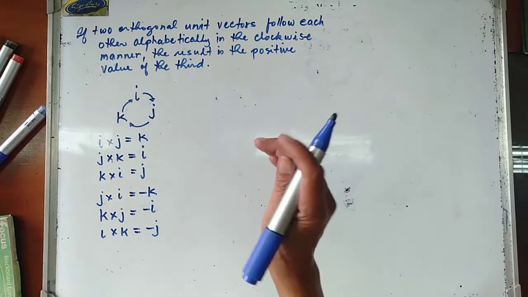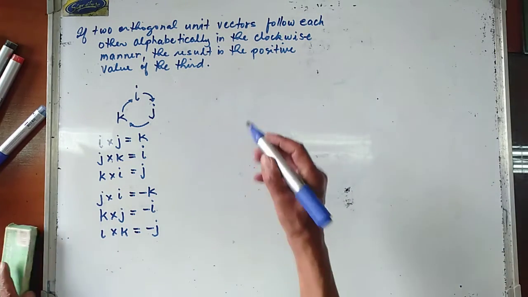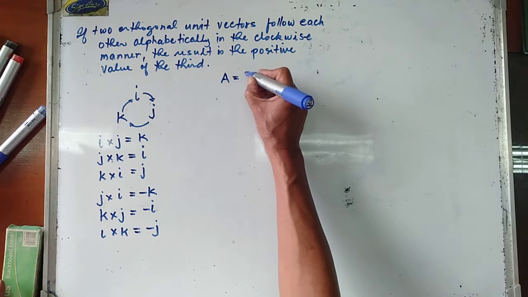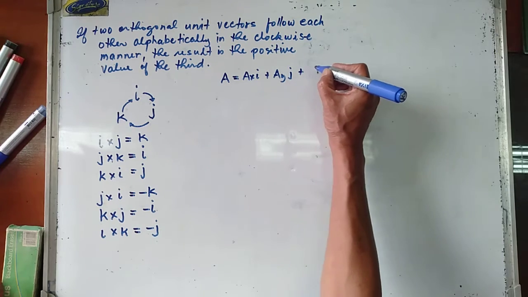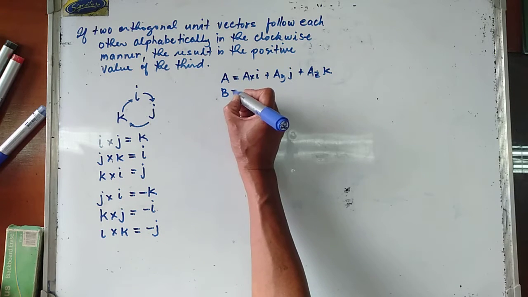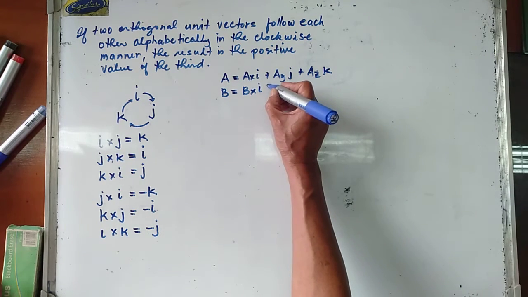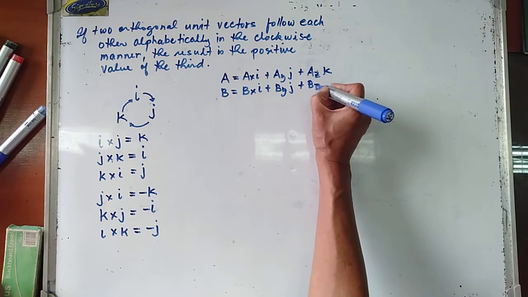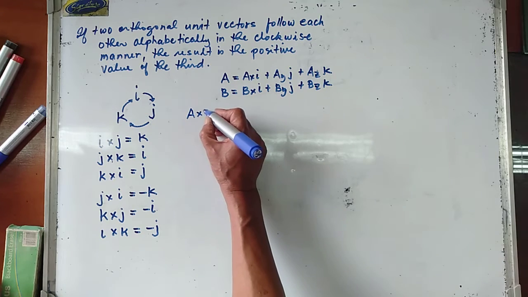Okay, so let us try to determine now the cross product of two vectors. Say we have vector A, and your vector A in Cartesian vector form is AXI plus AYJ plus AZK. The other vector is your vector B, so your vector B is equal to BXI in Cartesian vector form plus BYJ plus BZK.